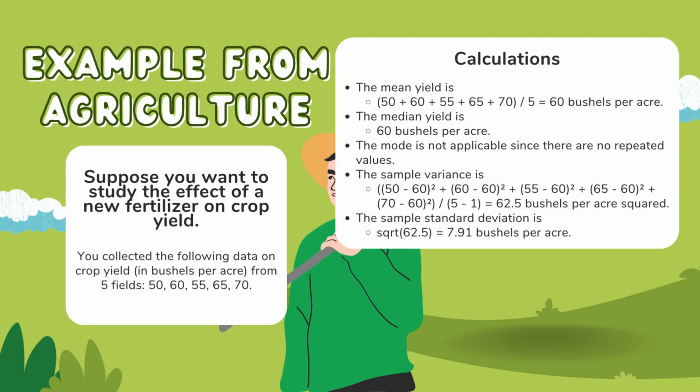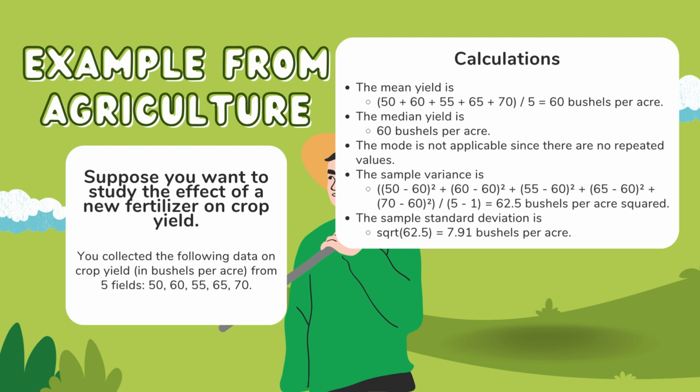Say you were studying the effect of a new fertilizer. You collected yields and found 50, 60, 55, 65, and 70 bushels per acre. To find the mean, you would add those values, divide by 5 to find a mean yield of 60 bushels per acre. The median is 60. There is no mode.